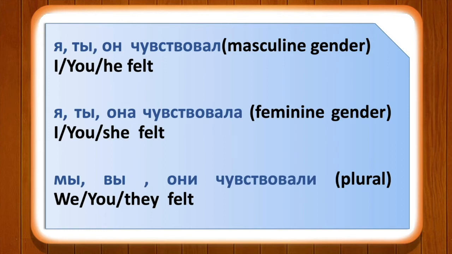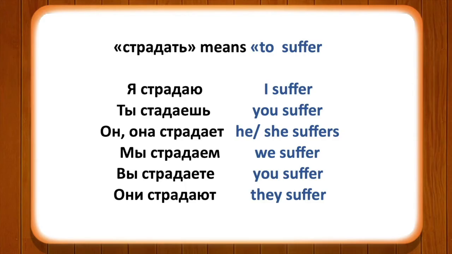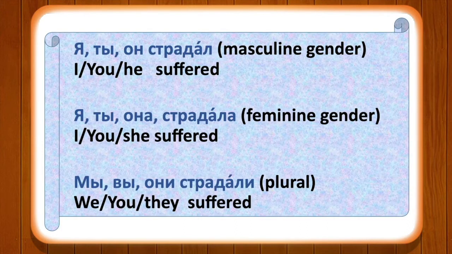Ani chustvavali, they felt. Another verb is stradach, and its perfective aspect is pastradach. Stradach means to suffer, and it answers the question achivo at kavo. It always takes genitive case. Ya stradayu means I suffer. Ti stradayesh, you suffer. On ana stradayet, he or she suffers. Mi stradayem, we suffer. Vi stradayete, you suffer. Ani stradayut, they suffer.